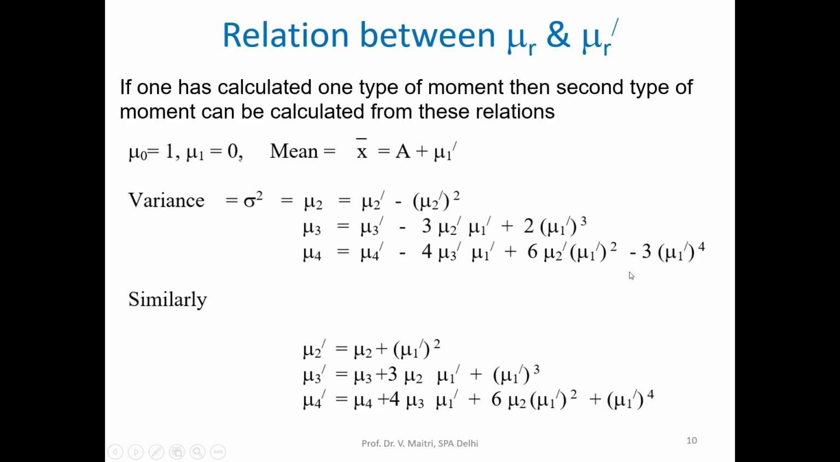Similarly mu 4 formula. The rest of the moments are not of much importance, they will not convey us much more value. And similarly mu 2 dash in the form of mu, so mu 2 plus mu 1 dash square, similarly mu 3 and mu 4. So if you have the mu values we can compute mu dash values, and if you have the mu dash we can compute mu values.